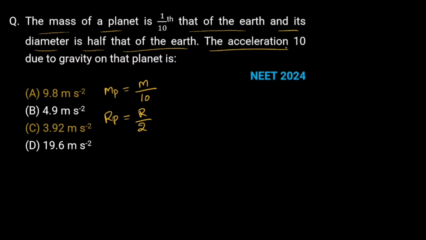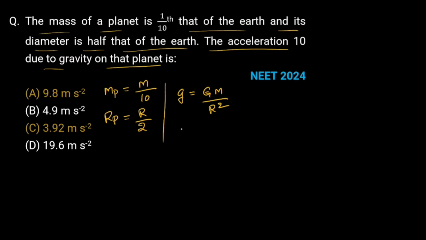The acceleration due to gravity on the planet is 10. We are asked to decide what is the acceleration due to gravity on the planet. Now, for that, as you know, the acceleration due to gravity, the general formula, g equals GM by R square.